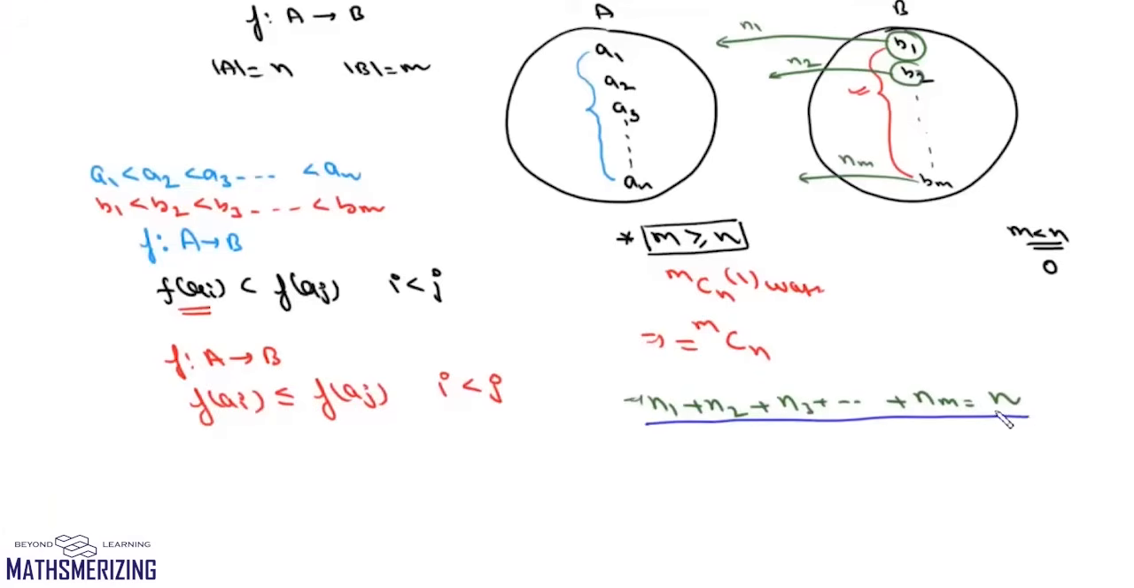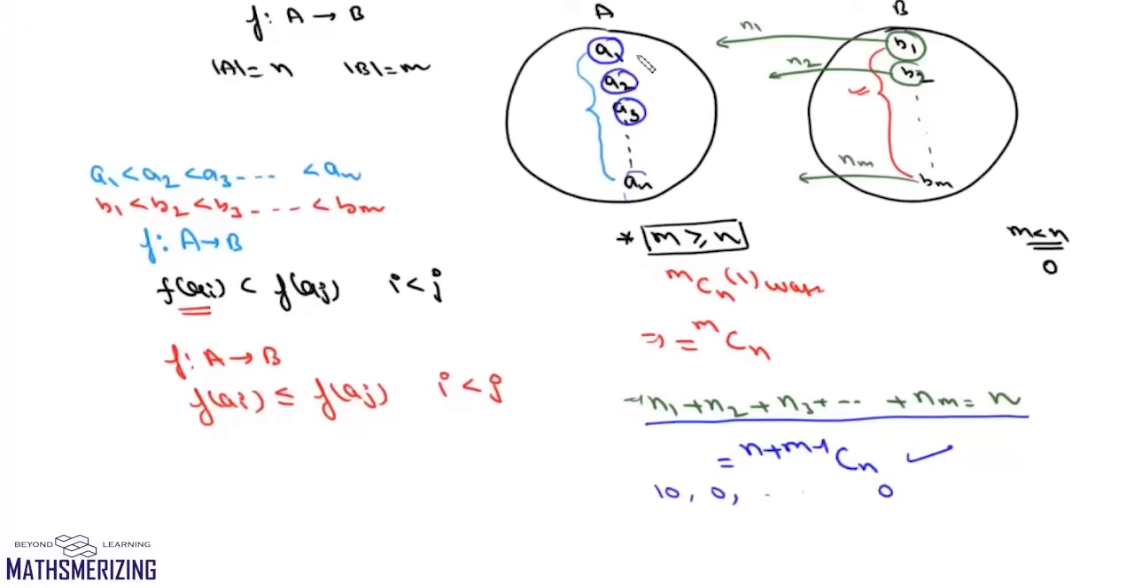Now we need to find the number of non-negative integral solutions of this equation. The number of non-negative integral solutions of this equation will be n plus m minus 1 Cn. So the number of non-decreasing functions from A to B will be given by n plus m minus 1 Cn. Now how does this work? Suppose one case is when all the elements are mapped to b1. That case will correspond to the solution when the value of n1 is n and all the remaining variables take the value 0.